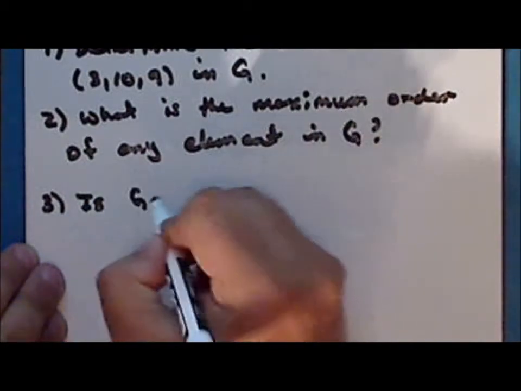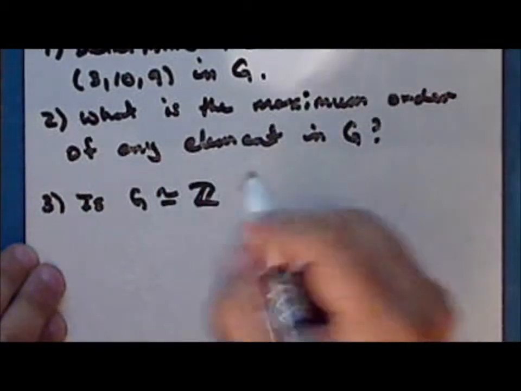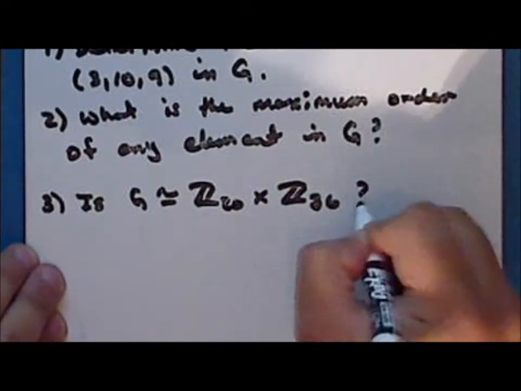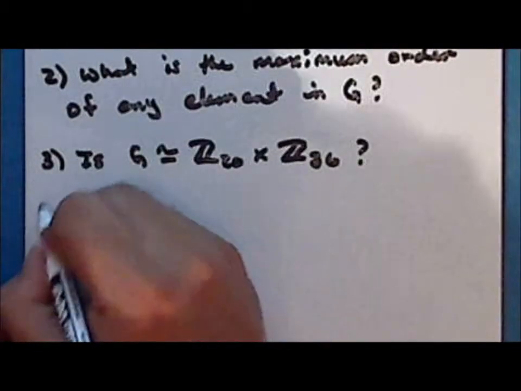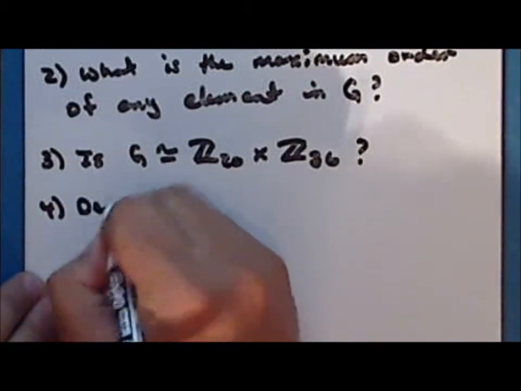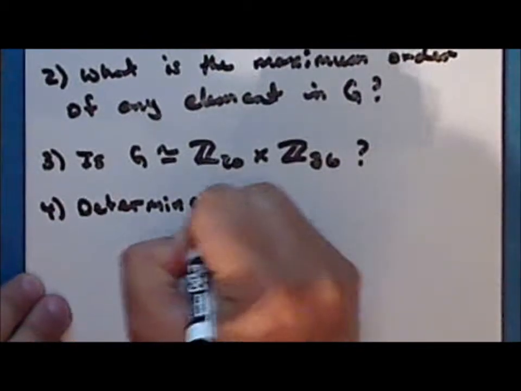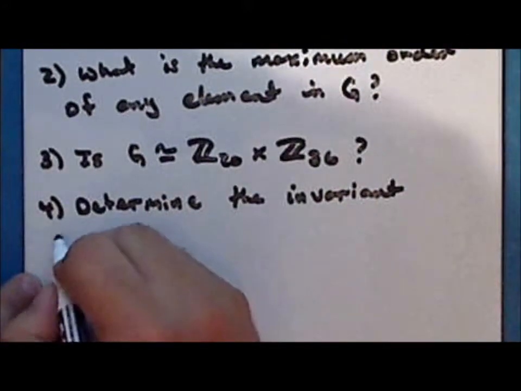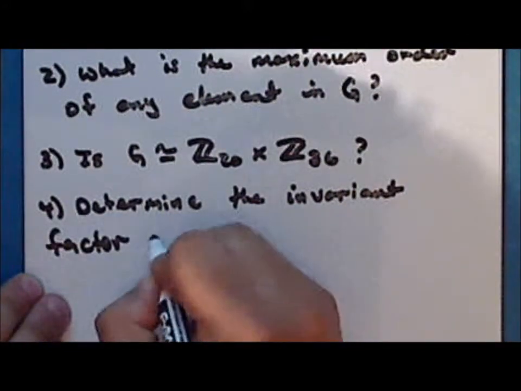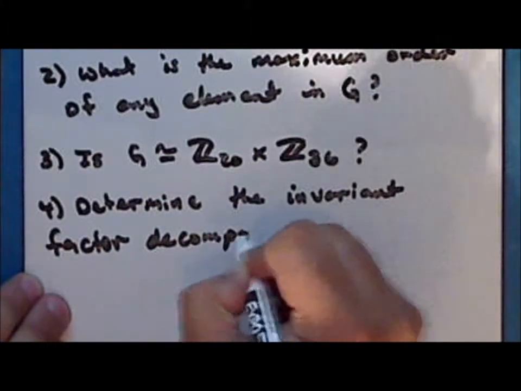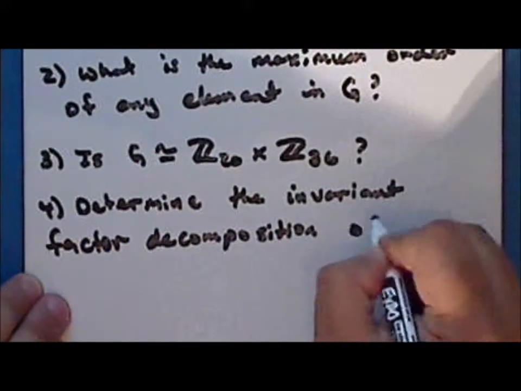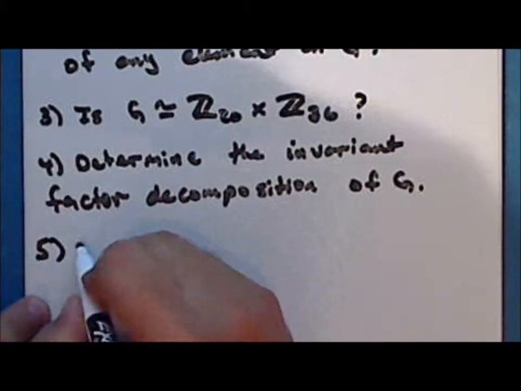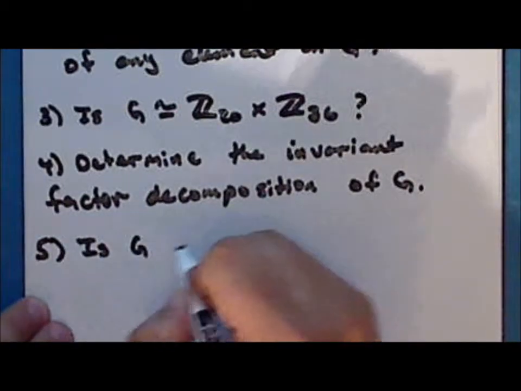Determine, is the group G isomorphic to the direct product of the integers modulo 20 times the integers modulo 36? Determine the invariant factor decomposition of the group G. And finally, determine, is the group G decomposable?